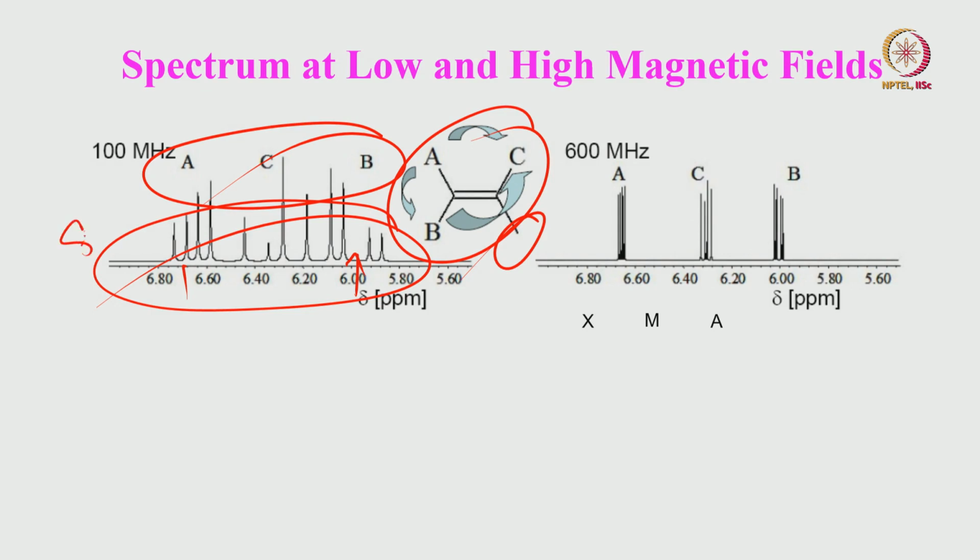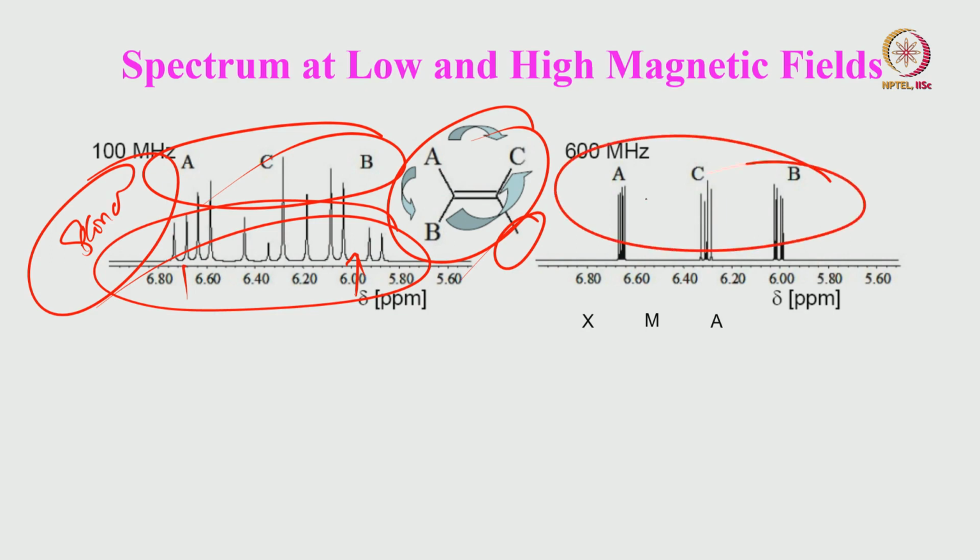This is called second order analysis, where you need to do computer simulations for all the frequencies and all the transitions, intensities. Look at this one, 600 megahertz, very well separated peaks. Looks like ABC becomes AMX here.